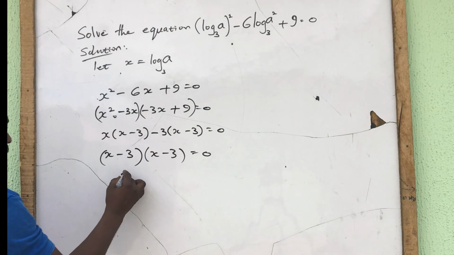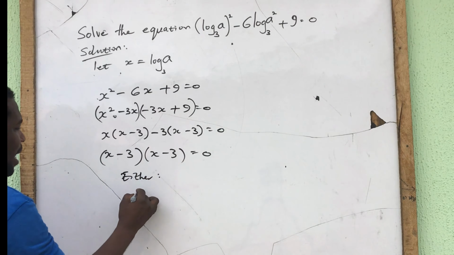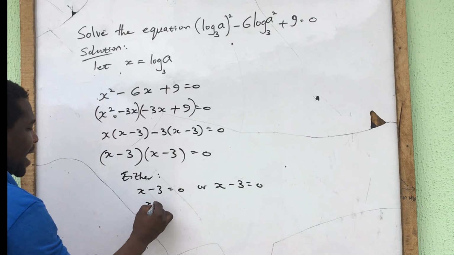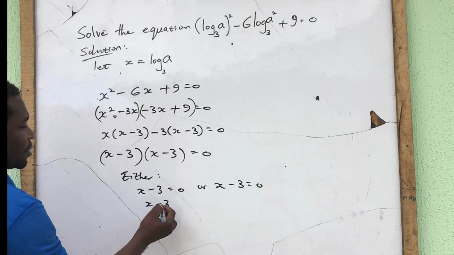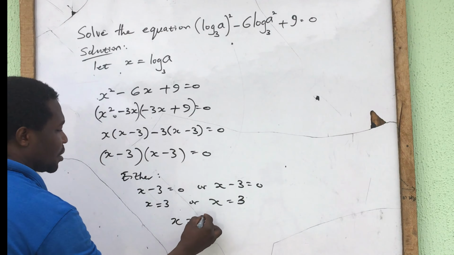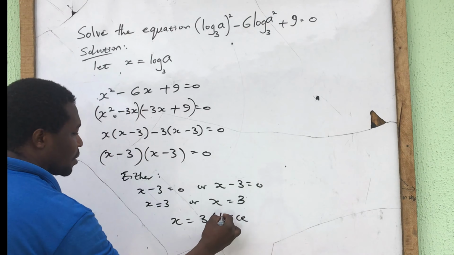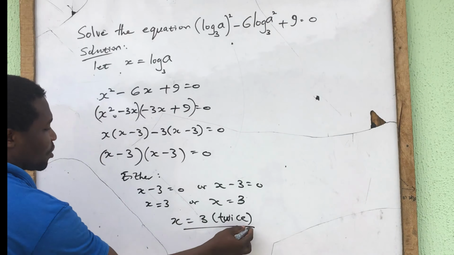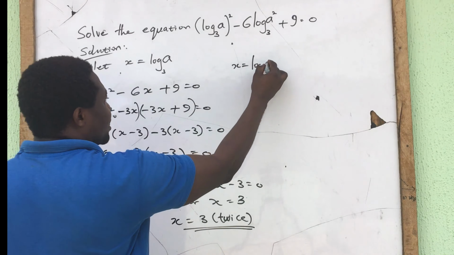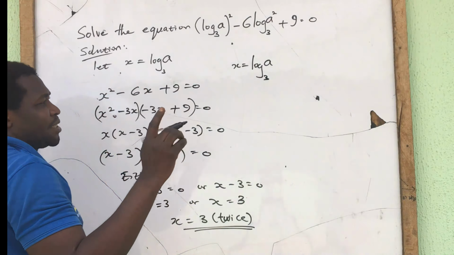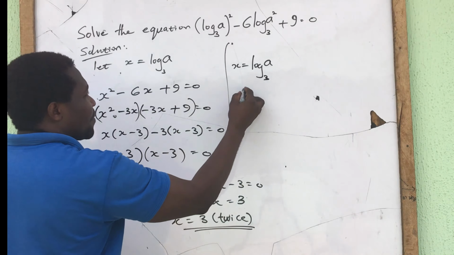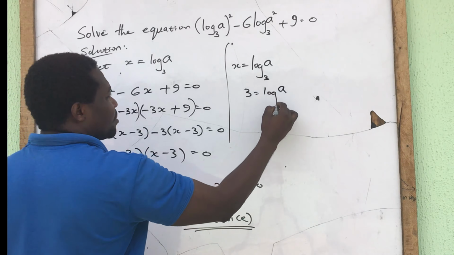So therefore, either x minus 3 equal to 0 or x minus 3 equal to 0. So therefore, x equal to 3 twice. Remember x equal to log a base 3, so it's not very easy now for us. To substitute, our x equal to 3. So therefore 3 equal to log a base 3.